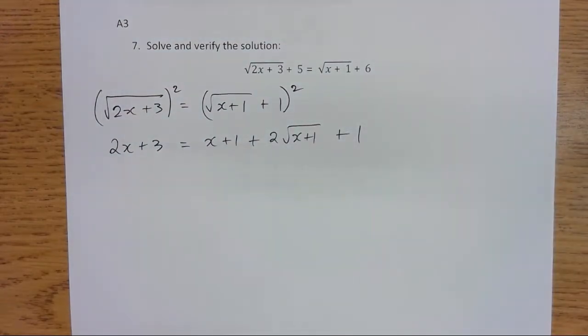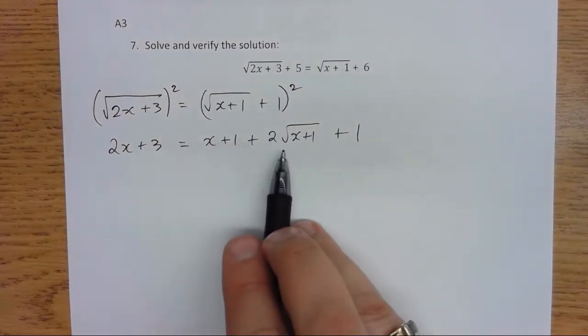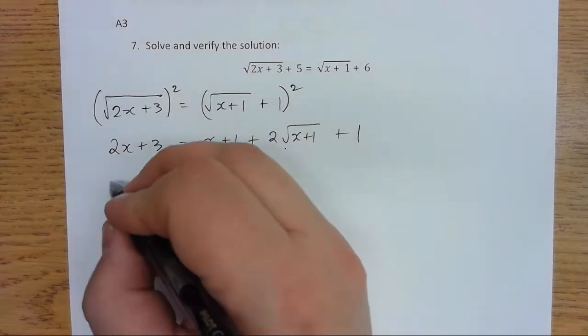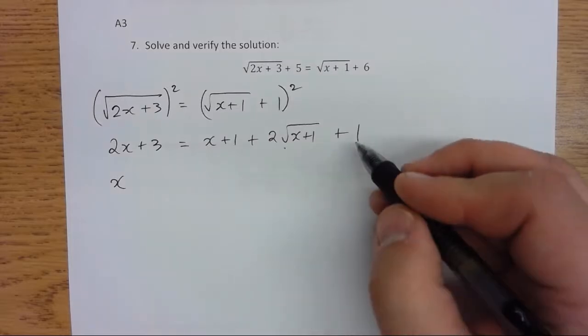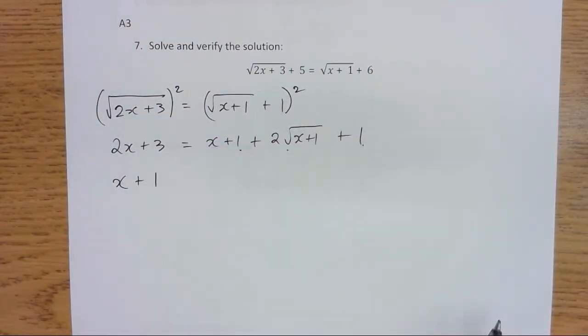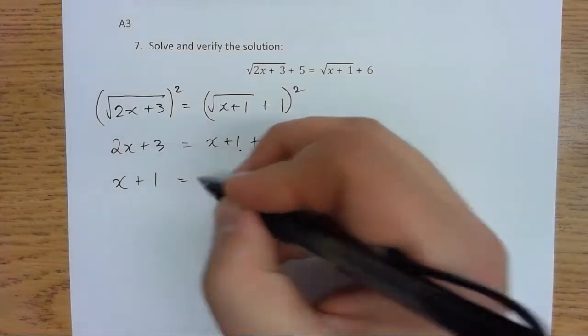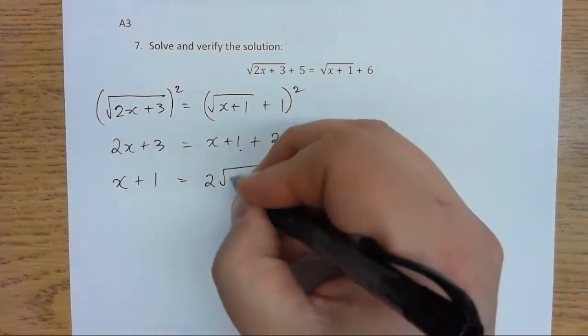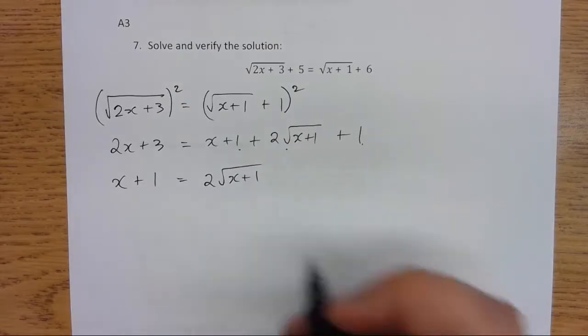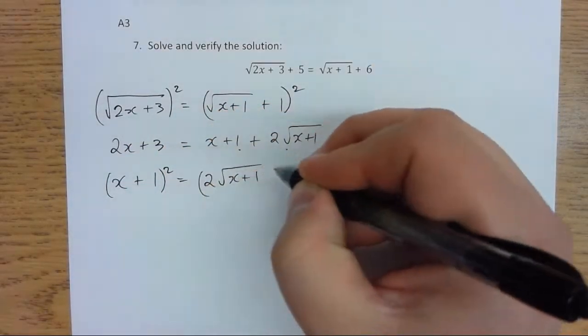Now I have to repeat what I did in step 1. I have to isolate this radical. So I'm going to move the x to the other side, leaving me 1x over here. 1 plus 1 is 2, and when I move that 2 to the other side, this becomes a minus 2, so that's 3 minus 2 is 1. And then on this side, I still have 2 root x plus 1. Now I have to, again, square both sides.